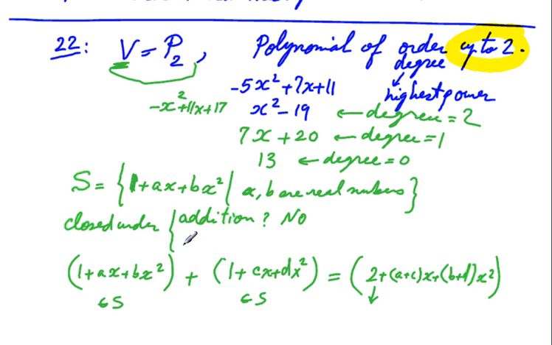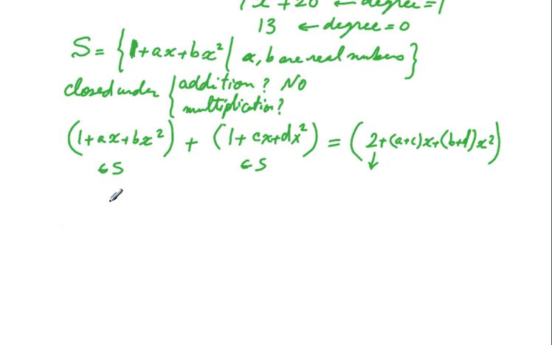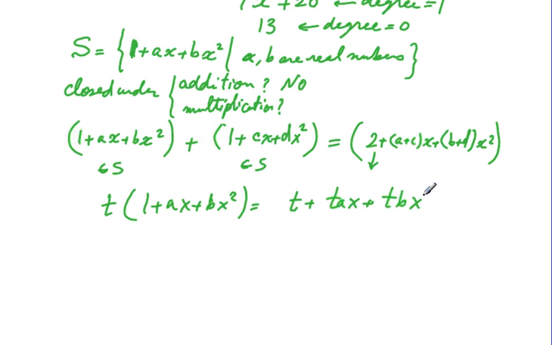The answer is no. Under multiplication, if I take one of these things and multiply, what happens? So t times 1 plus ax plus bx squared. You don't have to get 1. If t is anything other than 1, this pattern is going to be messed up. Because if this is not 1, you are no longer a member of the set S. So if t was 2, this doesn't have to be a member of the set S. The answer here is no, and either of these things tell me that this subset is not a subspace.